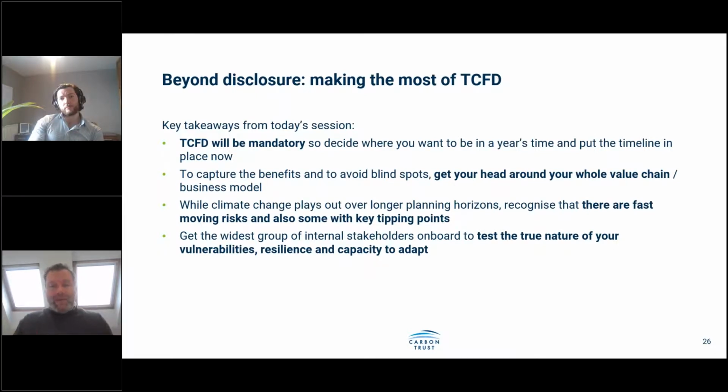And finally, the key takeaway for me is that this is so much more than just a sustainability issue. This sits at the core of your business strategy. If you're going to be successful in this, you're really going to test the true nature of where your vulnerabilities are, where you are strong, your flexibility that gives you resilience, and where your capacity to adapt is. You're really going to have to bring a lot of people on board internally, and that's going to take time, and quite often a bit of persuasion.